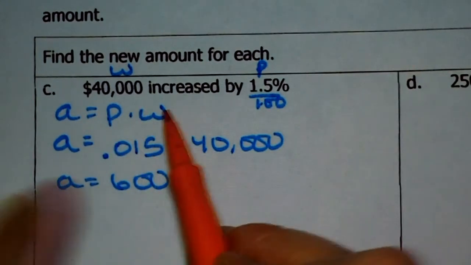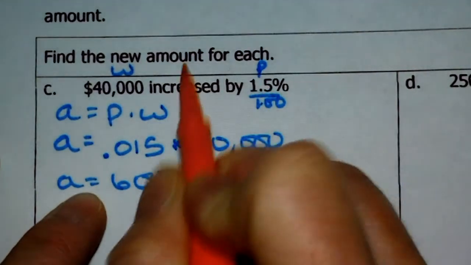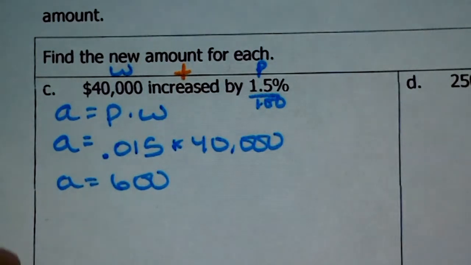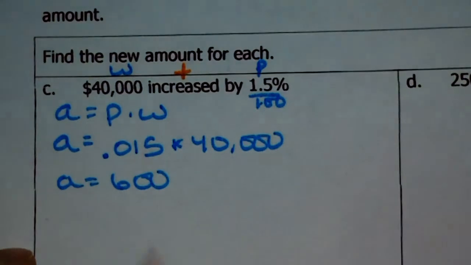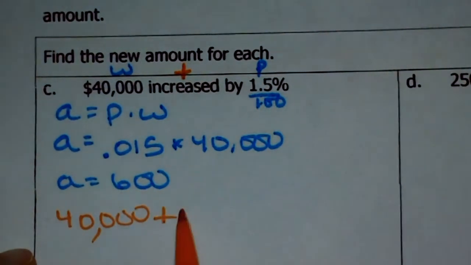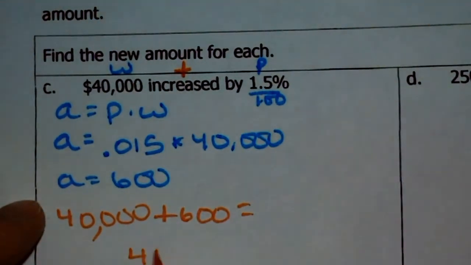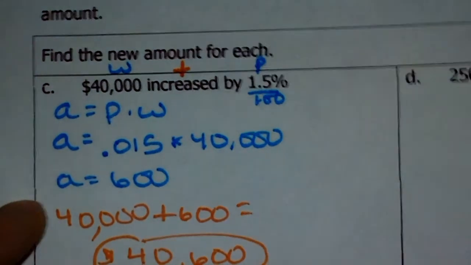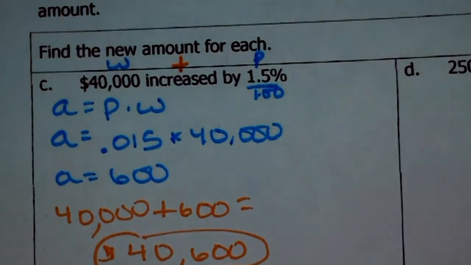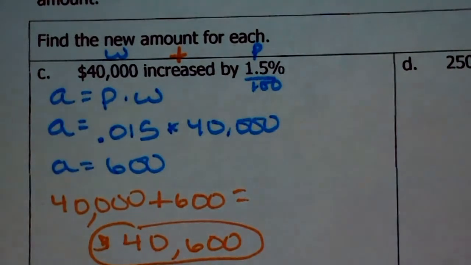So it says $40,000 increased by this. That means whatever the new amount is, we're going to add it to the original. So you were making $40,000. Now you're making another $600. So your new salary would be $40,600 per year instead. So you're getting a $600 raise. So that's what I mean by finding the new amount here.